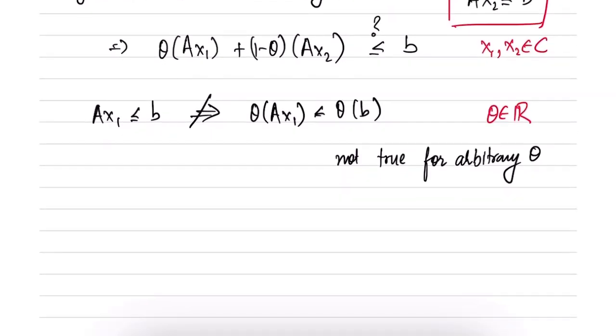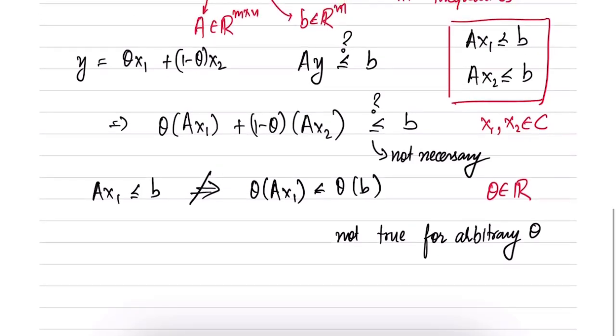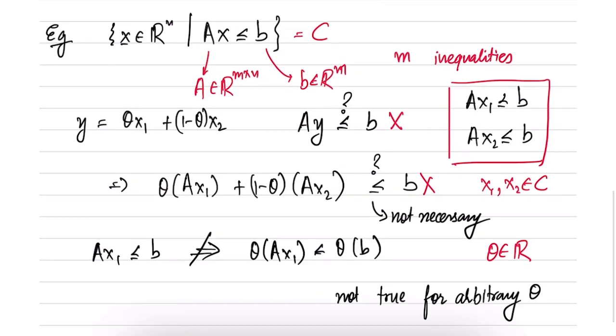Because this inequality is not true for arbitrary theta, it implies that it is not really true for all theta in R. So this is not necessary, depending on the choice of theta. But remember that in our definition, there were no restrictions on theta. Therefore, the definition of affine set is not valid here, which means that this is not true, and this is not true. In other words, C is not affine.